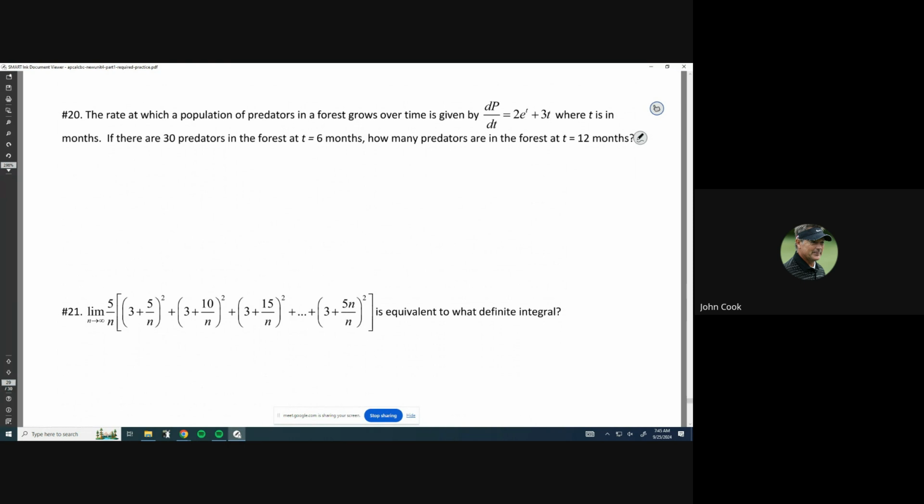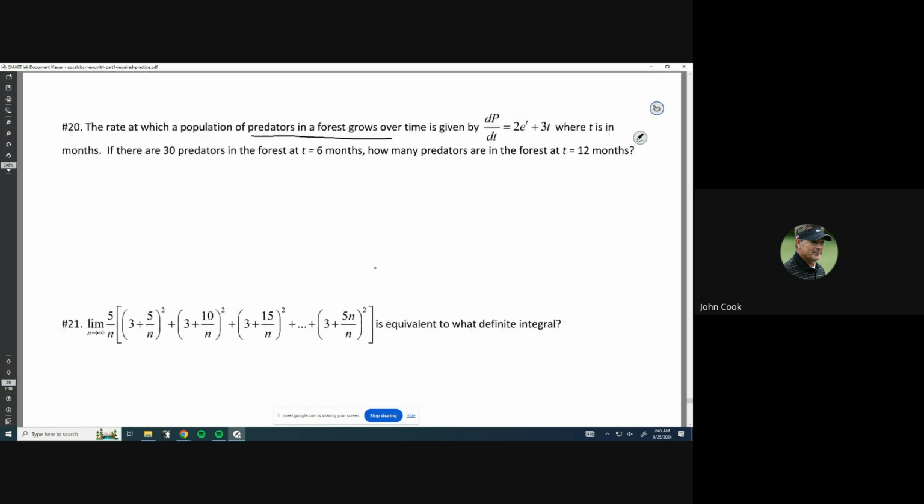20. The rate at which a population of predators in the forest grows over time is given by dP/dt is equal to 2, well, whatever, all that stuff, where t is in months. If there are 30 predators in the forest at t equals 6 months, how many predators are in the forest at 12 months? So this is like the growth rate for the predators, dP/dt.